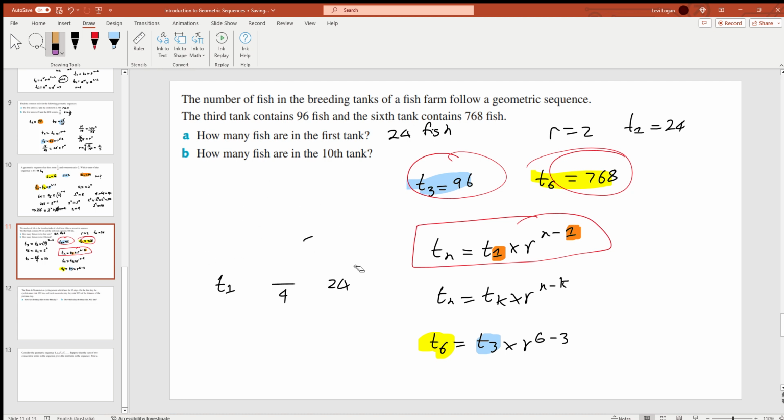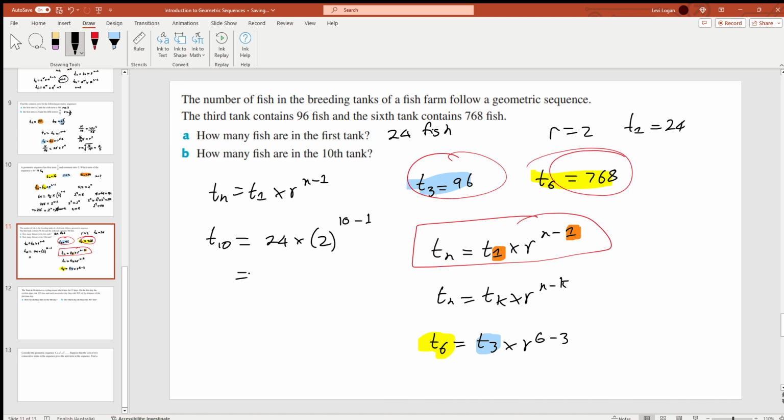And now it's asking how many fish are in the 10th tank. So now we can just use our normal formula. T of n equals T of 1 times r to the n minus 1. So n is going to be 10, so T of 10 is going to be 24 times 2 to the power of 10 minus 1. So it's going to be 24 times 2 to the power of 9, which gives me, wow, that's a lot of fish. 12,288 fish.